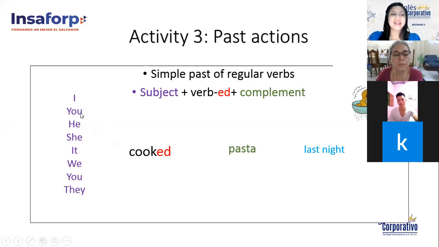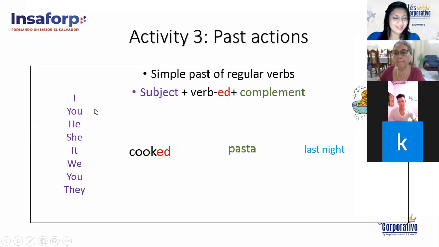Cook. Exactly. In the present it is I cook, you cook, he cooks, she cooks, it cooks, etc. But in the past, it's the same. It's the same for all of them. Okay? So it's easier than the simple present.